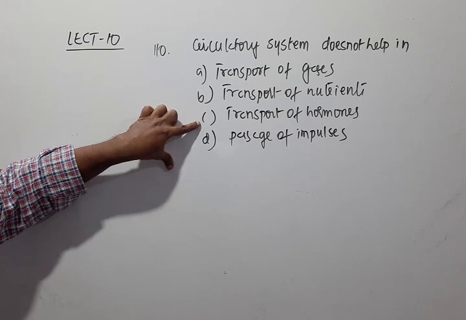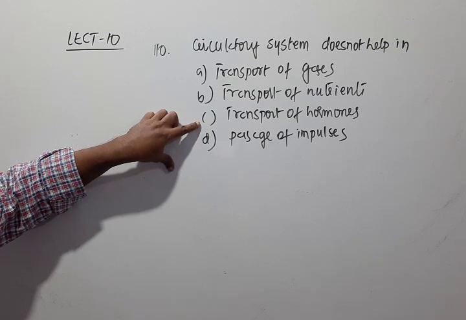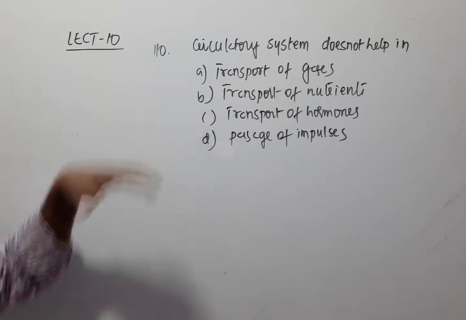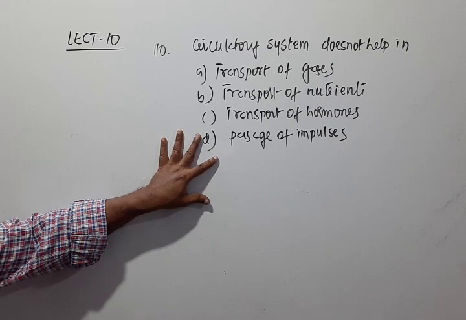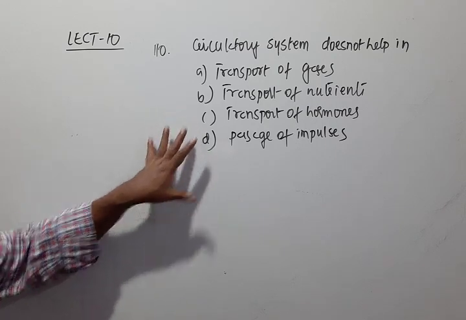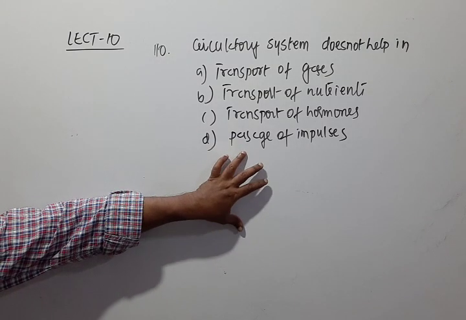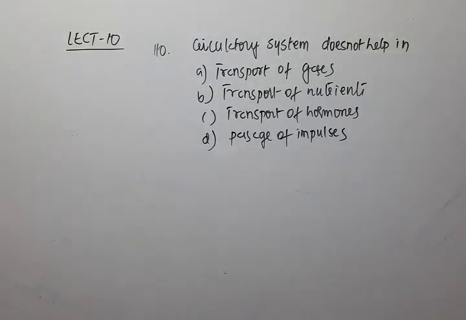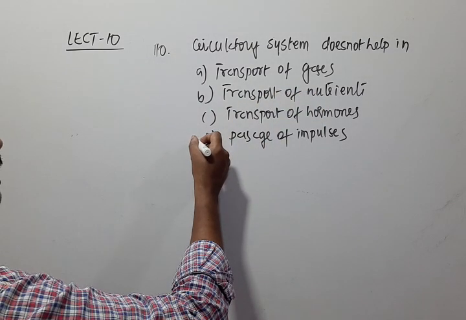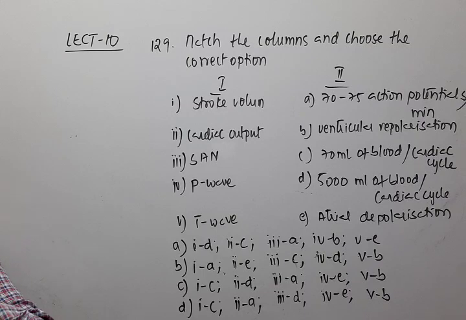Then it also transports the hormones. The endocrine glands release their secretions directly into the blood, and the blood carries them to the target organs. Then the last one, the passage of impulses. The circulatory system does not transmit any passage of impulses, and this is a property that belongs to the nervous system. So hence the circulatory system does not help in passage of impulses. So option D will be the right answer. Right, so let's see the next question.